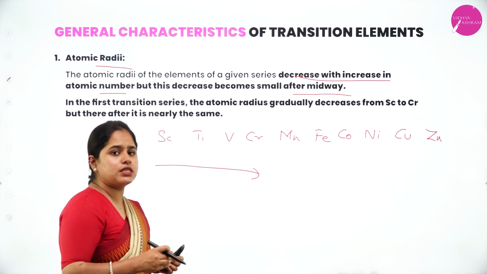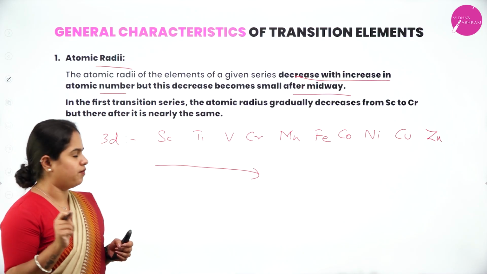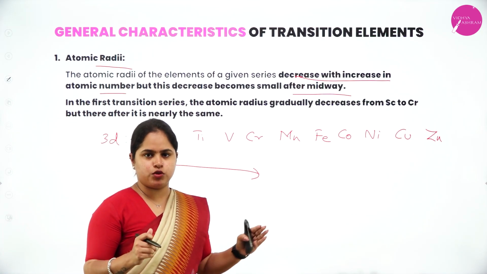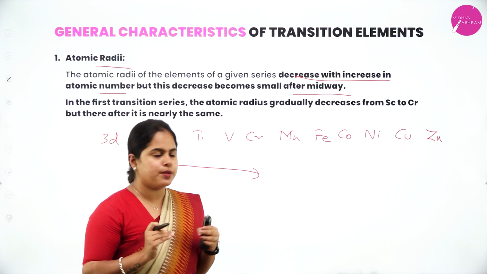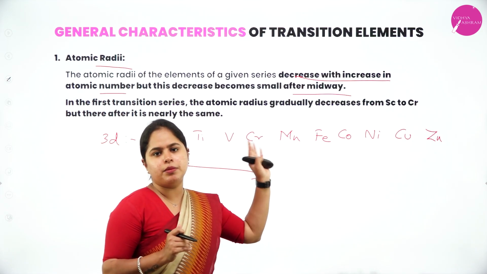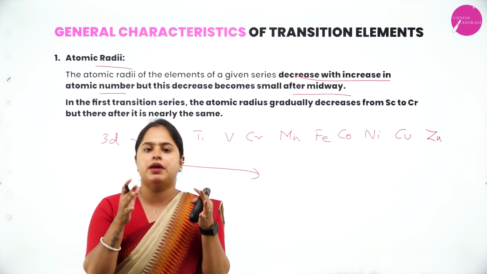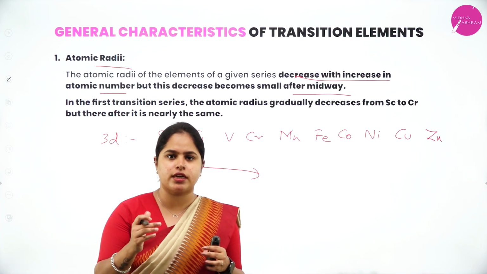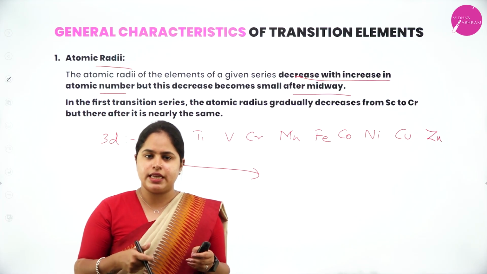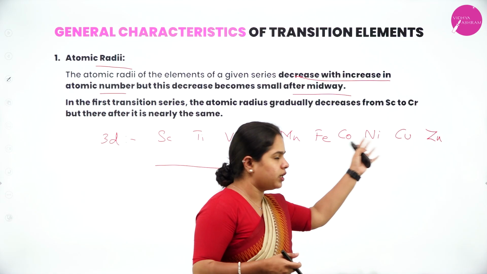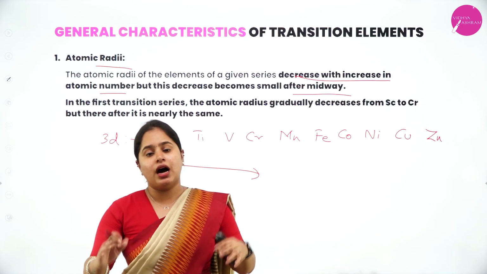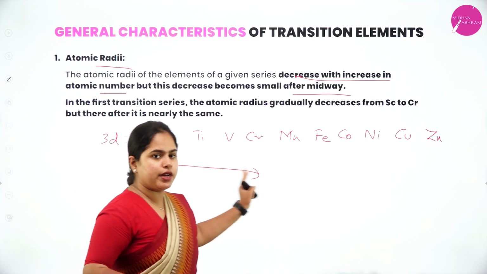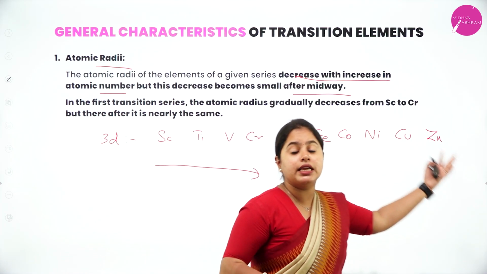But here, in the beginning, it happens in the same way. Towards the beginning, as we move from left to right, the atomic radii will decrease. But in the middle, the size will remain constant. It will neither increase nor decrease. It will be almost the same. But towards the end, after nickel, the size will again start increasing. So it will decrease, then remain constant, and then start increasing.